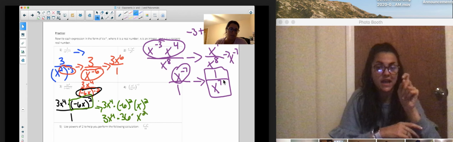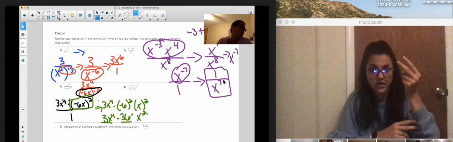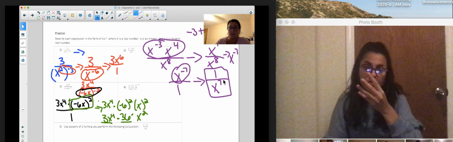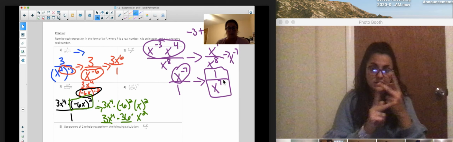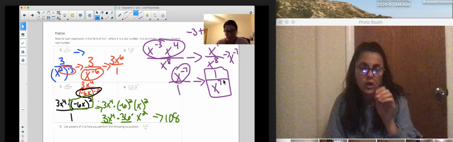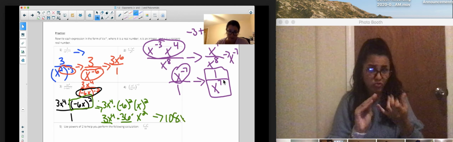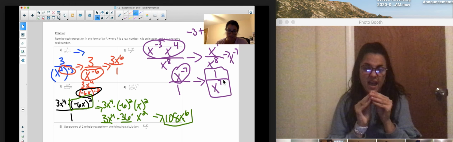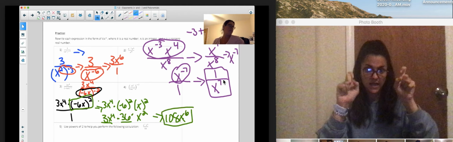Now 2 more steps. We're going to multiply the 3 and the 36. And I believe, I'm sure somebody will correct me if I'm wrong, but that's 108. And then we're going to add the exponents. So 4 plus 2 will give us 6. So that's the final answer for that one.